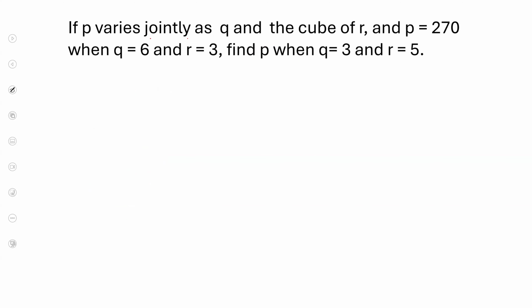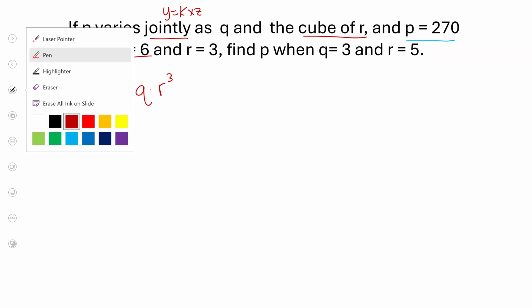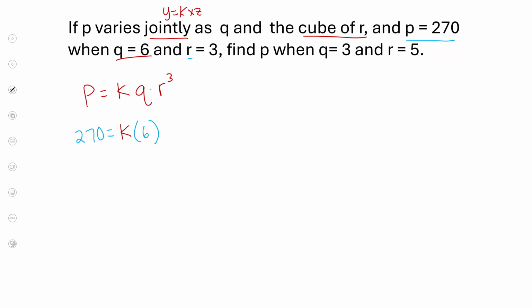Next, another varies jointly. So P varies jointly, so it'll be x times q times the cube of r. So I'm going to cube r. That is what varies jointly looks like. Plain jointly is just this, y equals k x z. So this is for this problem. Okay, so let's look at the information. They said P is 270. We don't know K. Q is 6. And R is 3.